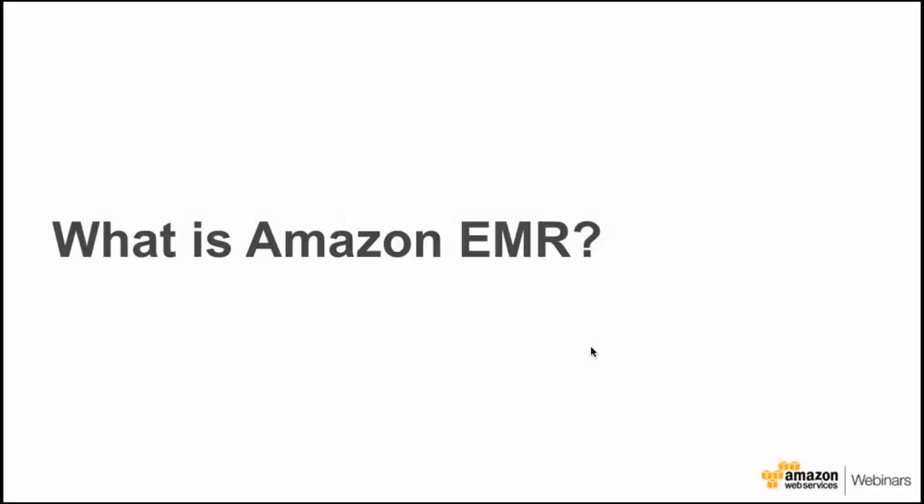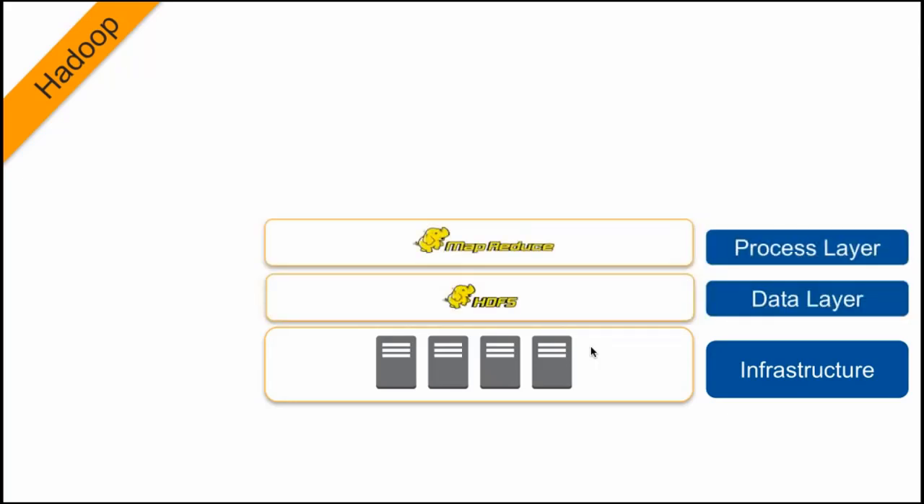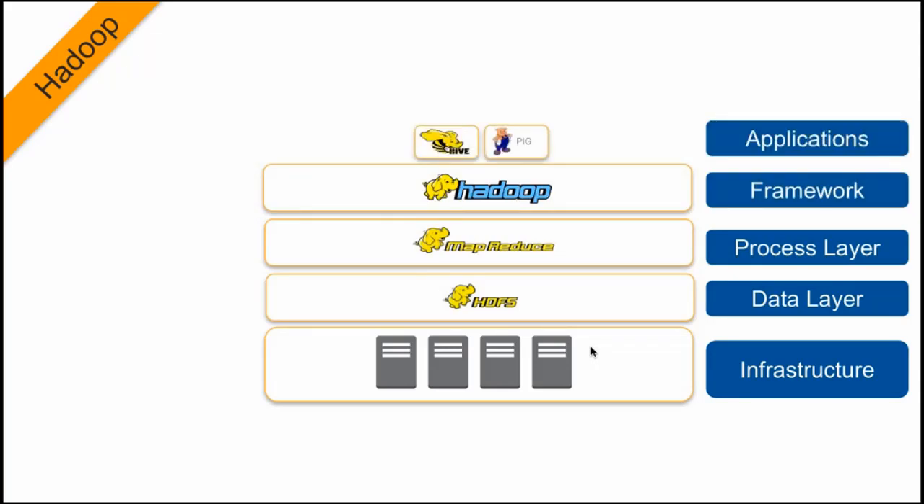So let's get started. What is Amazon EMR? Amazon EMR is essentially a managed Hadoop framework. Starting from the infrastructure, moving up to the data layer, the process layer, and then we get to the framework. So Hadoop sits there at the framework layer. Below it we have the processing layer, and above it we have the application layer. EMR is a system that will show us how we can manage Hadoop and all of the stacks that we're showing here together.